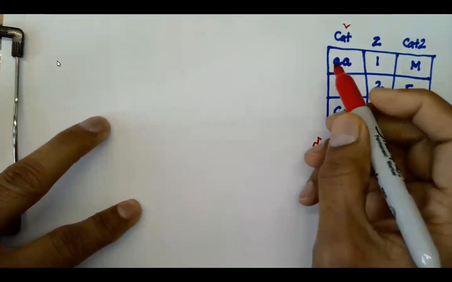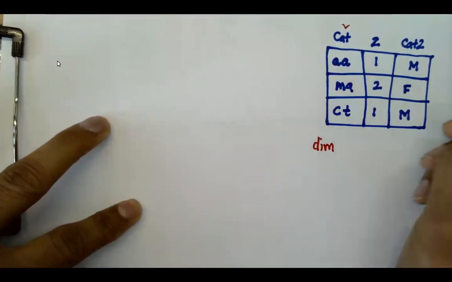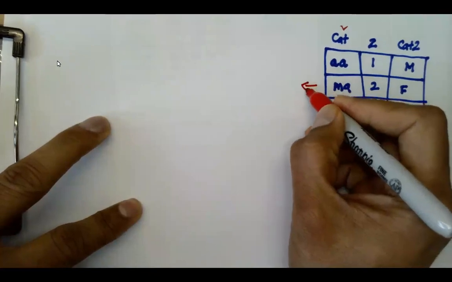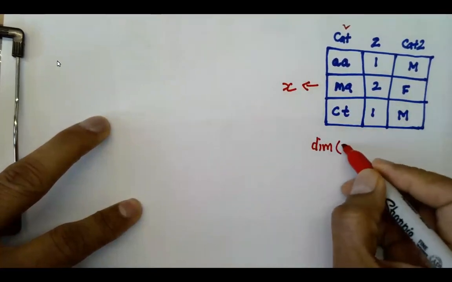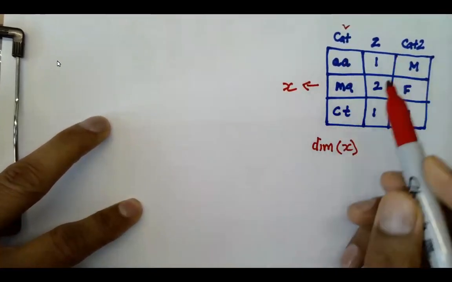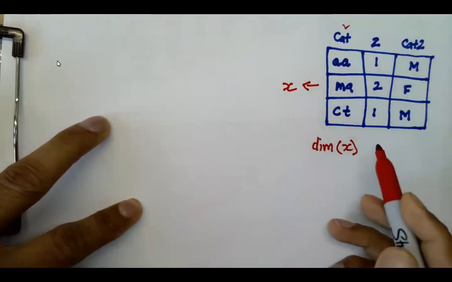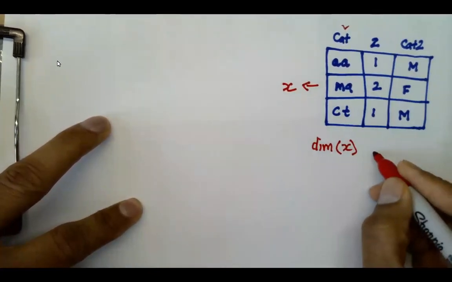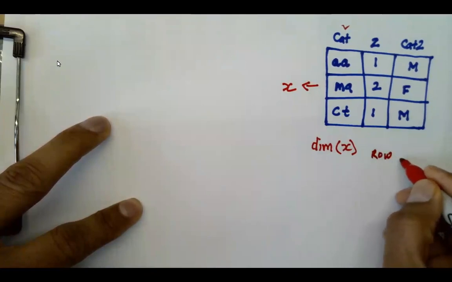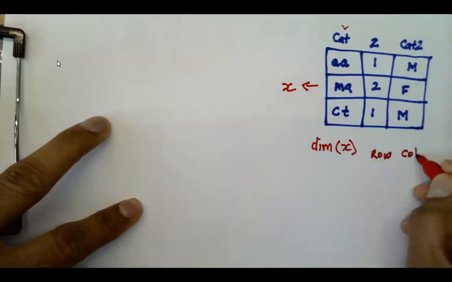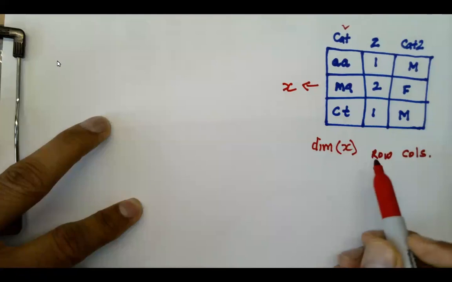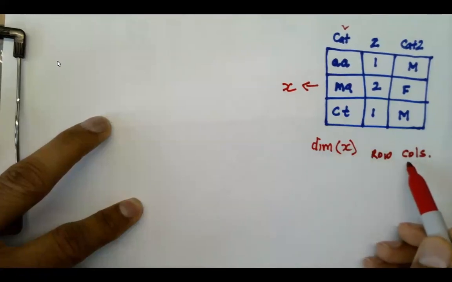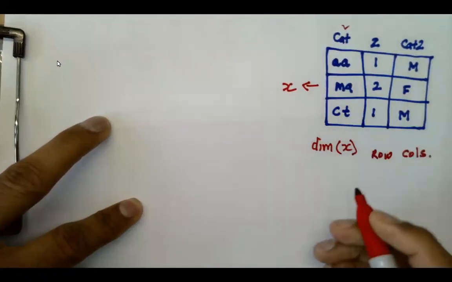If we create this table and assign it to a variable x, then dim of x is going to give us the dimensions, which basically means the number of rows and the number of columns. The output will be the number of rows, separated by a space, and the number of columns. So this is one of the methods associated with the data frame.